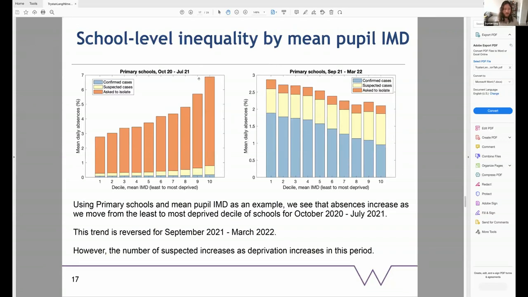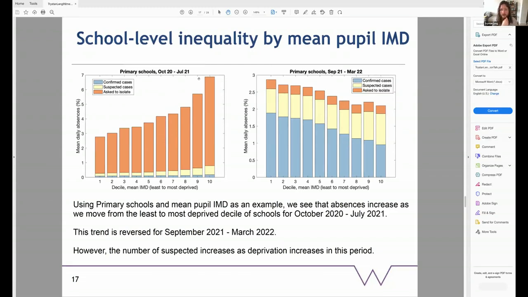So for the 2020-21 academic term, we see absences increase considerably as we move from the least to most deprived decile of schools, with primary schools in the least deprived decile having less than half the absences of schools in the most deprived decile. And this is true in each of these three subcategories, although it's slightly harder to see for the blue and yellow subcategories of confirmed cases and suspected cases.